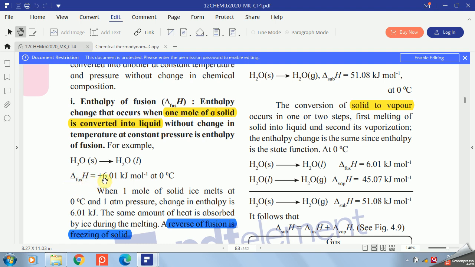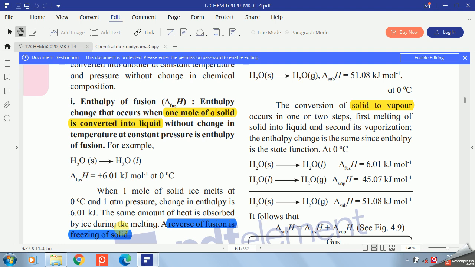Then what is the value? Plus 6.01 kilojoule per mole at 0 degree centigrade. So this indicates that for this process enthalpy is added. When 1 mole of solid melts at 0 degree and 1 atmospheric pressure, the change in enthalpy is 6.01 kilojoule per mole. This much amount of heat we have to supply to ice, and then it undergoes the process of melting.